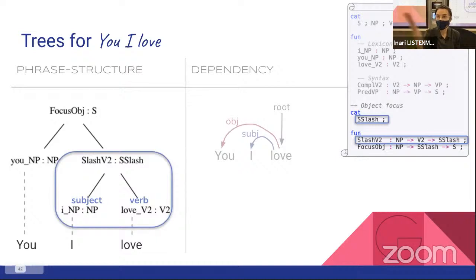So yeah, this new category is not the VP, because a VP is a verb and its object, but this is some kind of ad hoc category for an S missing its subject. Oh no, sorry, yeah, it's an S missing its object.